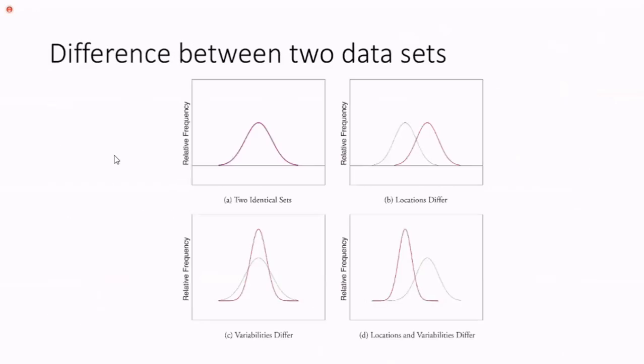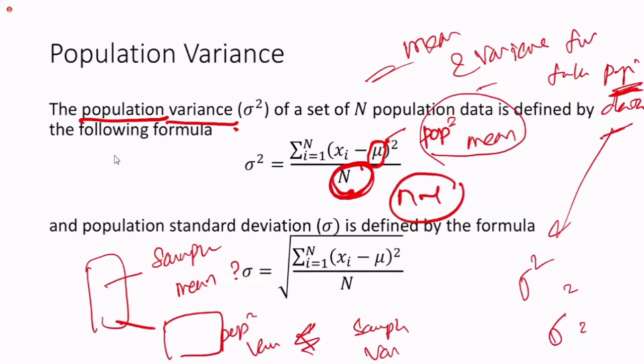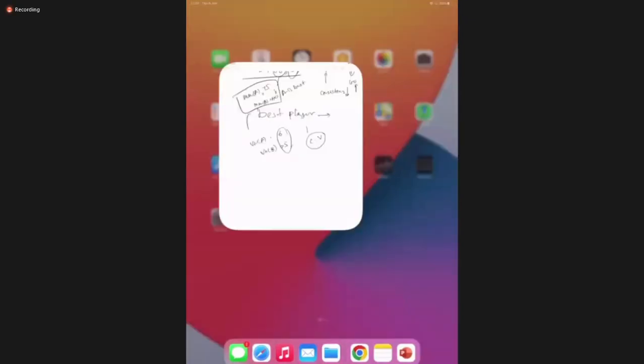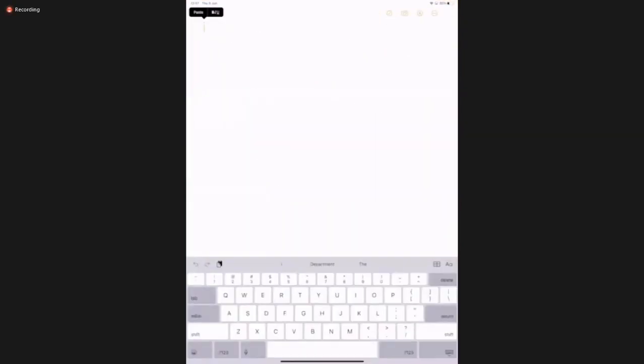Okay. Now I will explain, if you have grouped data or frequency tables, how we can use these two formulae to find population variances or sample variances. I will teach you that now. Give me a second. Right, I hope you can see my screen.